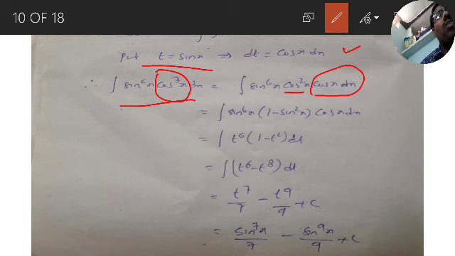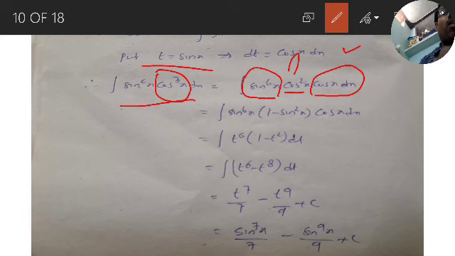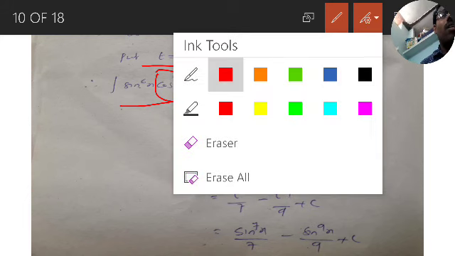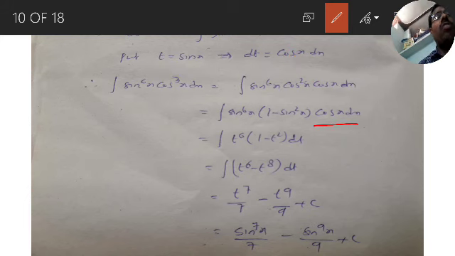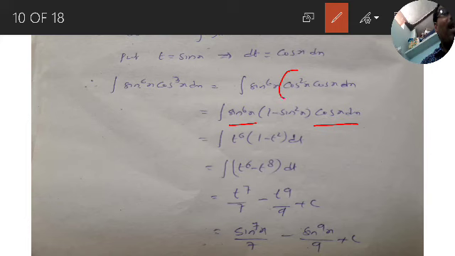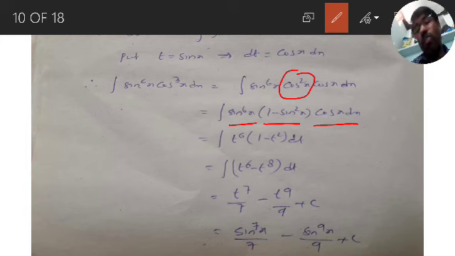What is cos x into dx? It is dt. Now in place of cos x into dx you can write dt, and in place of sin power of 6 you can write t power of 6. So what is remaining? The remaining is cos square. That cos square can be written as 1 minus sin square. 1 minus sin square. Are you getting?